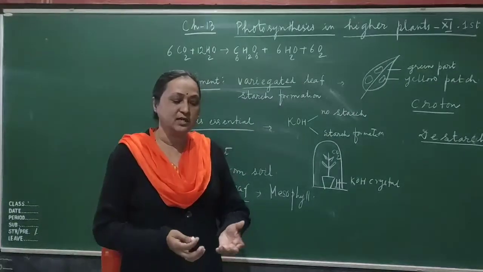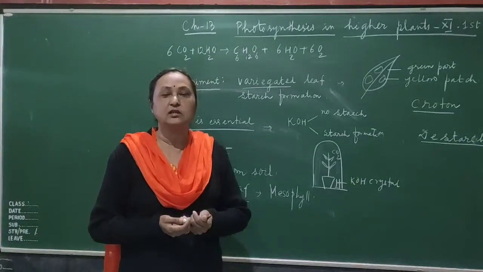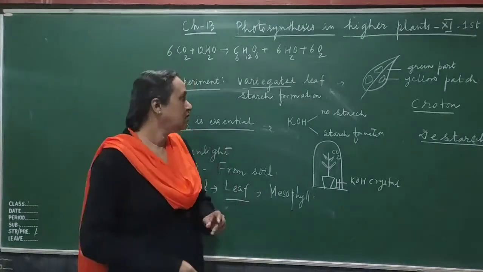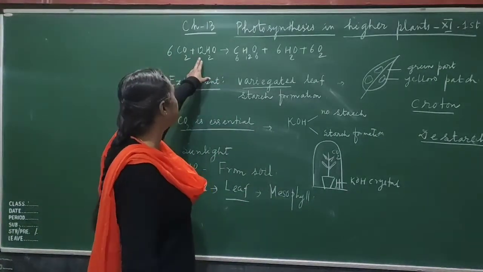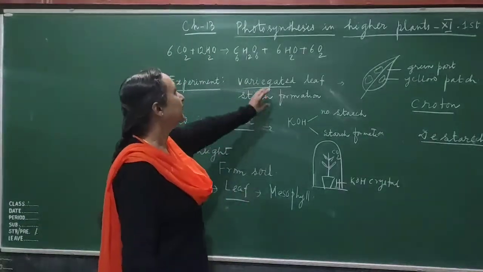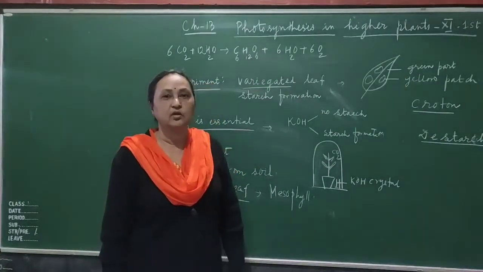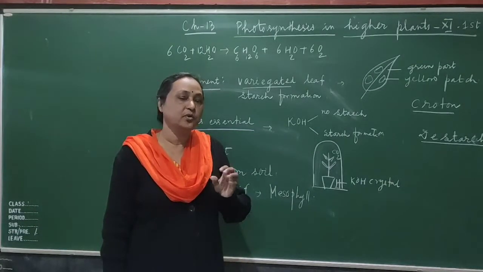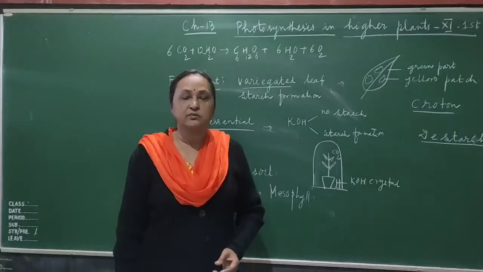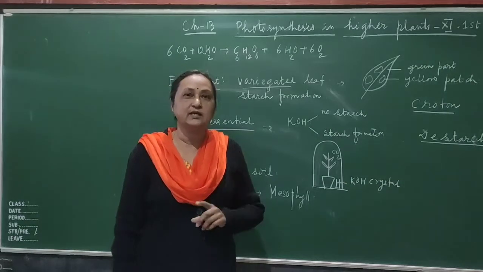These chlorophyll pigments absorb solar energy. And in the presence of the energy in the sunlight, carbon dioxide combines with water to produce glucose. So the equation is 6 CO2 plus 12 H2O gives C6H12O6, that is glucose, and 6 H2O is released, and oxygen is liberated as a byproduct. Photosynthesis is a very important process, because it is not only providing food to all the heterotrophic organisms, but also liberating oxygen, which is responsible for maintaining the oxygen cycle in nature.